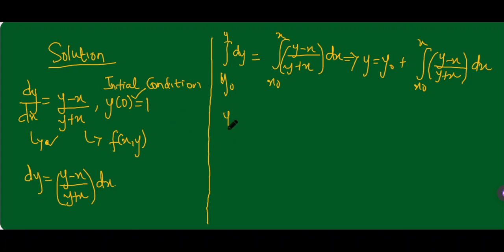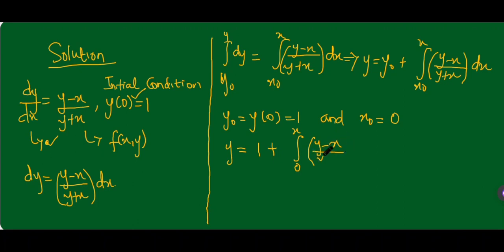We know that y naught is equal to y0 and is equal to 1. And also x naught will be equal to 0. So on substituting that, we have y to be equal to 1 plus the integral between 0 and x of the function y minus x divided by y plus x dx.